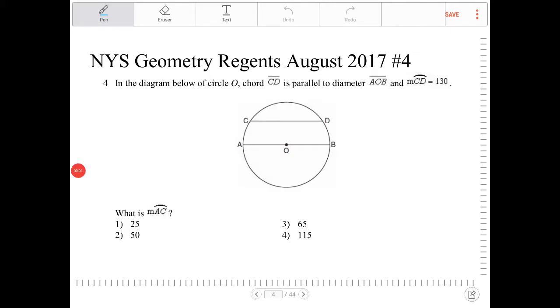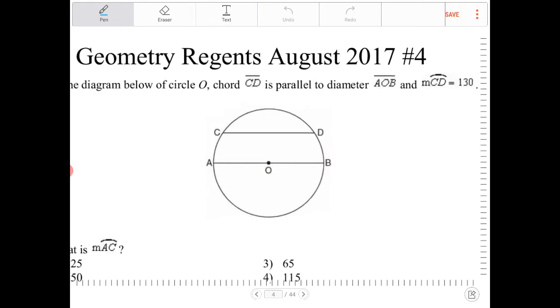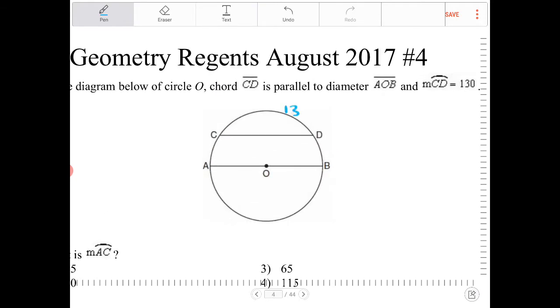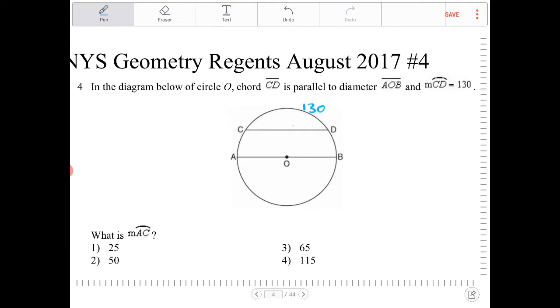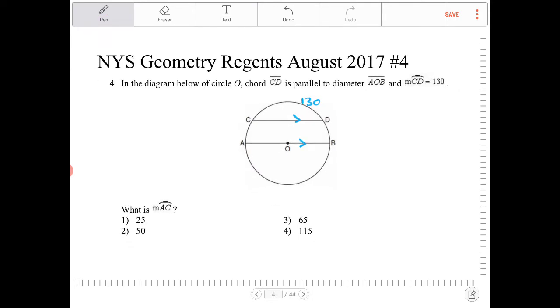In the diagram below of circle O, chord CD is parallel to diameter ACB, and arc CD is 130. So this arc here is 130, and AOB is a diameter, CD is parallel. So that means these two are going to be parallel there. I'm going to put in the markings.